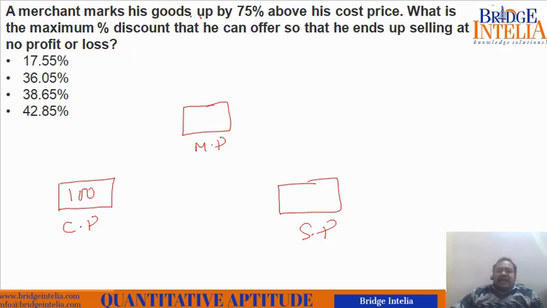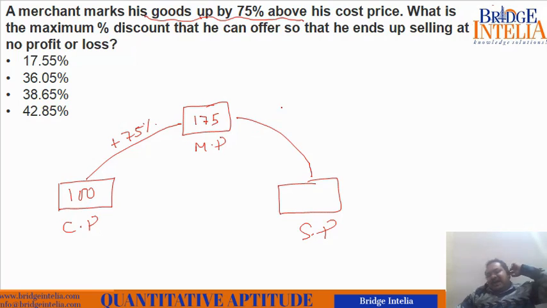He has marked his goods up by 75%. So he has already marked his goods up by 75%. So he bought it for 100, marked it for 175. So question is, how much discount should he offer, or what maximum percentage discount he can offer so that he ends up selling at no profit, no loss? So if he wants to sell at no profit, no loss, so he should sell it for exactly 100. He has bought it for 100 only. So no profit, no loss means buy for 100, sell for 100.